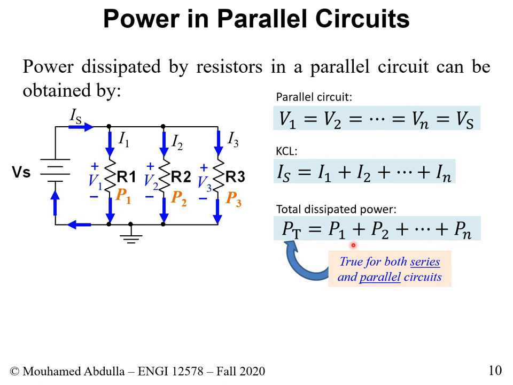Now, maybe the other question is, okay, that's fine, we did find this, but what are the individual powers? How do you find this P1, this P2, and this P3? We know this from Watt's law: power is equal to voltage times current, power is equal to current squared times resistance, and power is equal to voltage squared divided by resistance.